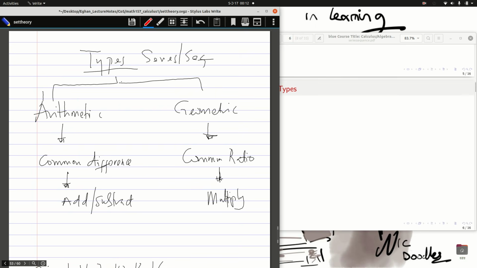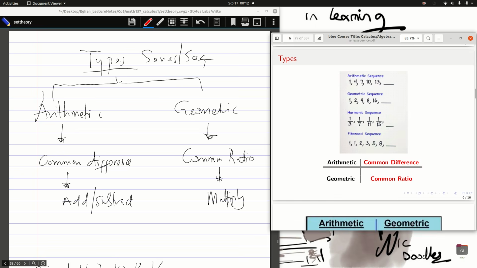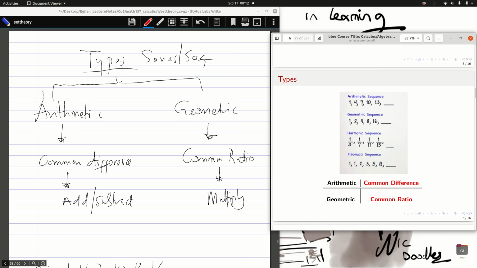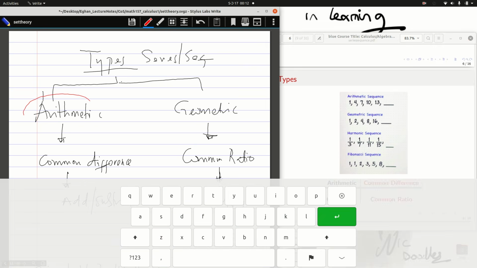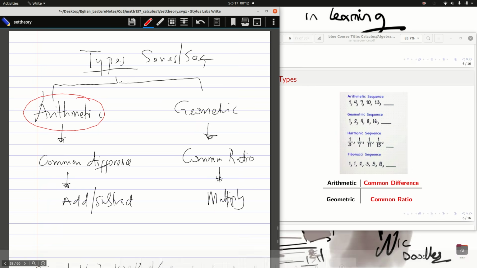Now let's move to the types, and then we work some examples and we are done. There are so many types of series and sequence, like arithmetic, geometric, harmonic, and Fibonacci sequence. If you're in the mathematical department, you will hear of Fibonacci sequence. But in our field of specialization now, we will consider two main types: the common one, arithmetic, and then geometric series and sequence.